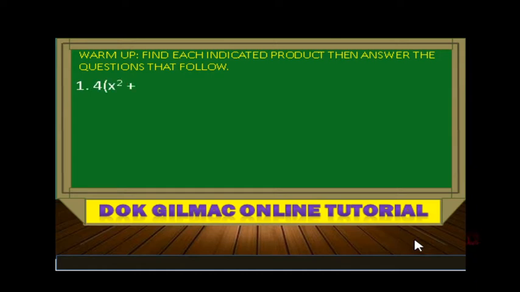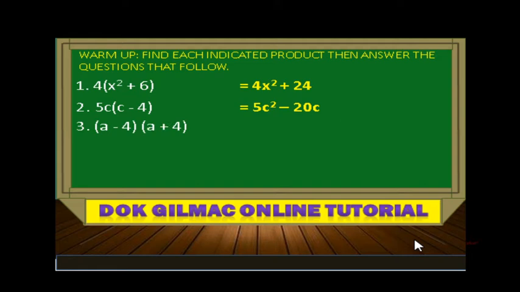Number 1. 4 times the quantity x squared plus 6. This is just equal to 4x squared plus 24. Number 2. 5c times the quantity c minus 4. This is just equal to 5c squared minus 20c. Number 3. The quantity a minus 4 times the quantity a plus 4. This is just equal to a squared minus 16.